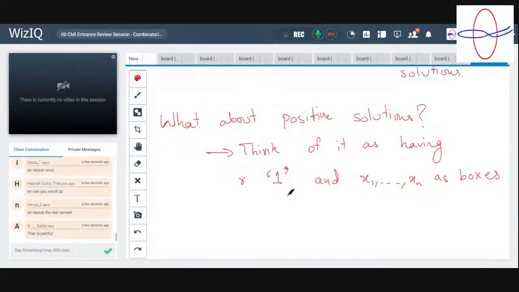Now do you follow? Now does everyone follow? Is there anyone who doesn't follow? Okay, I'll take that as a no. Hardik, where do you want me to scroll?